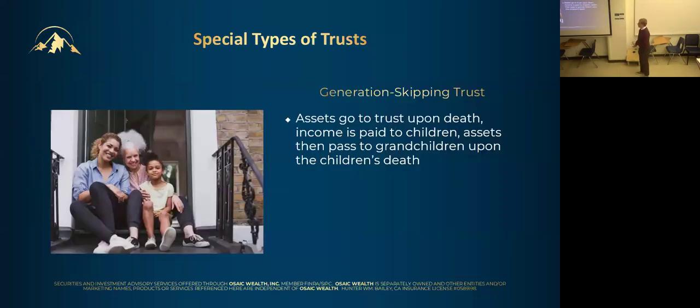You've also got a generation skipping trust, which is essentially that upon death, the assets will go to the trust. Income is paid to the first line of beneficiaries, so your children. And then when they pass, the remainder assets will go to the grandchildren, their next of kin. So it's basically giving benefits to 2 generations at a time. You get the income benefit while this generation is alive, and then when they pass, the rest of the assets move on over to the grandchildren.